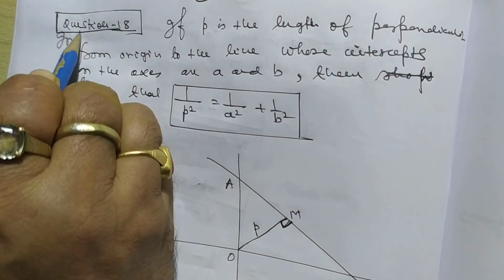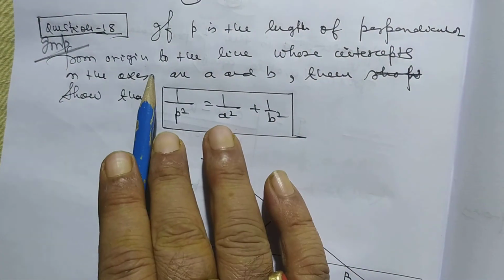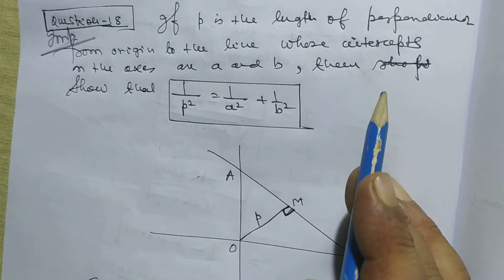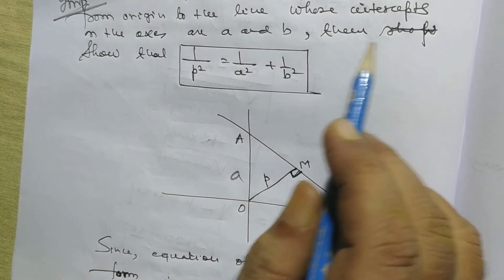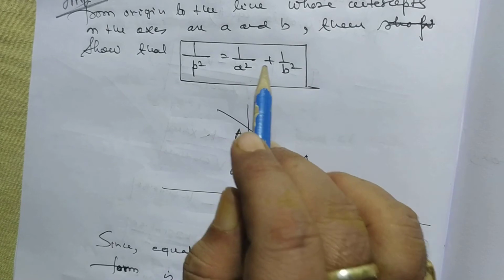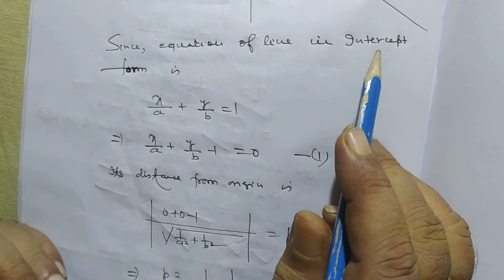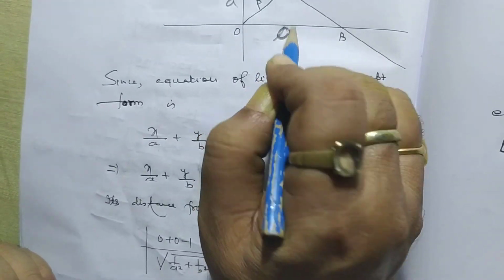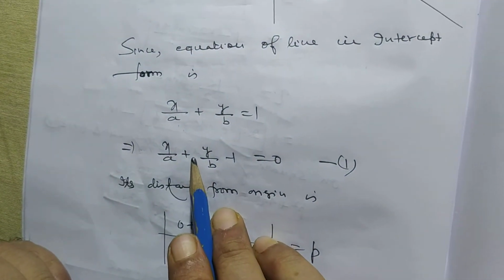So my dear students, this problem, question number 18, is very, very important. If P is the length of perpendicular from origin to the line whose intercepts on the axes are A and B, this is A and this is B, then prove that 1 by P square is equal to 1 by A square plus 1 by B square. Since the equation of line in intercept form is x by A plus y by B is equal to 1.